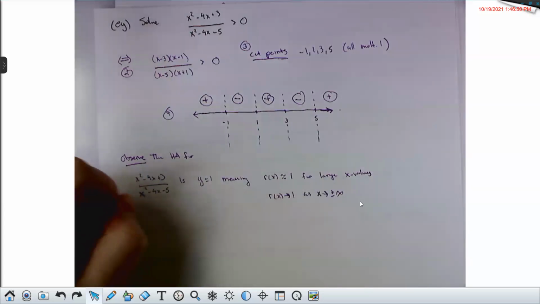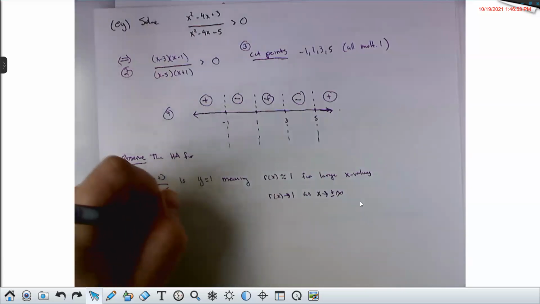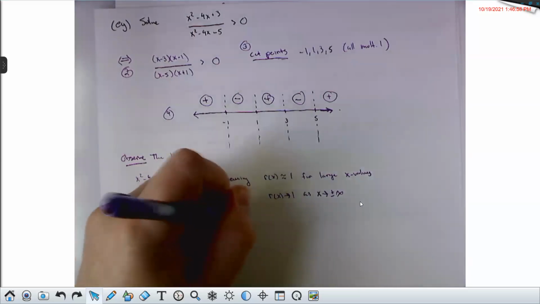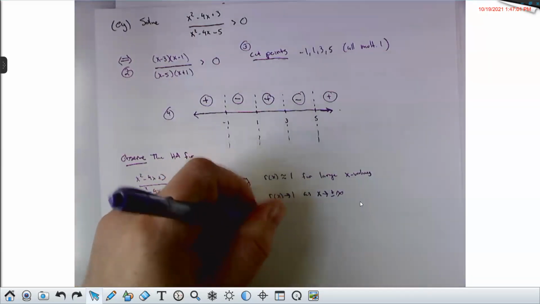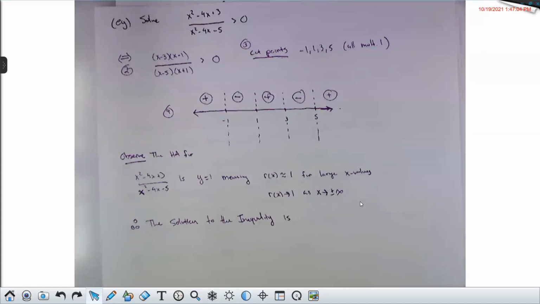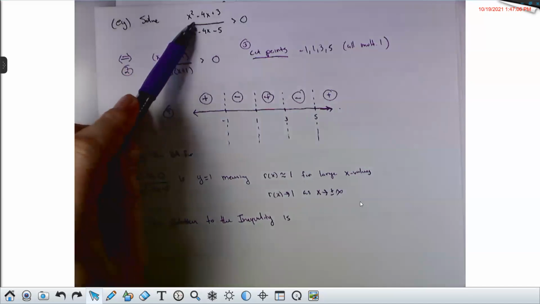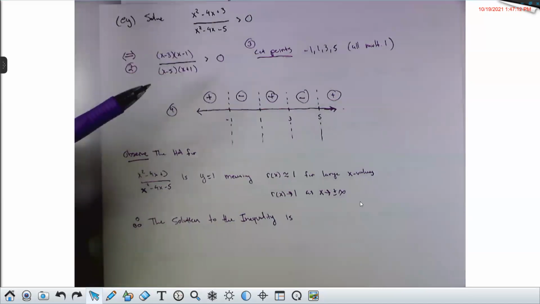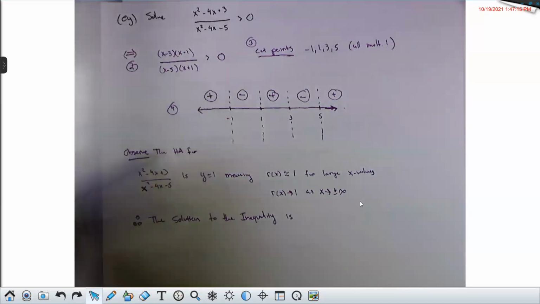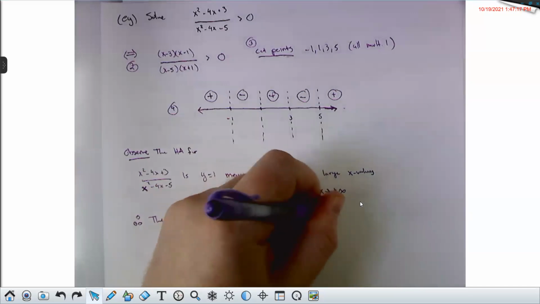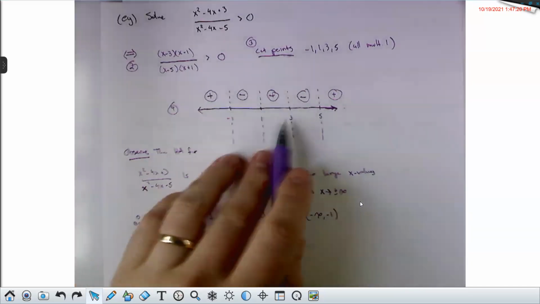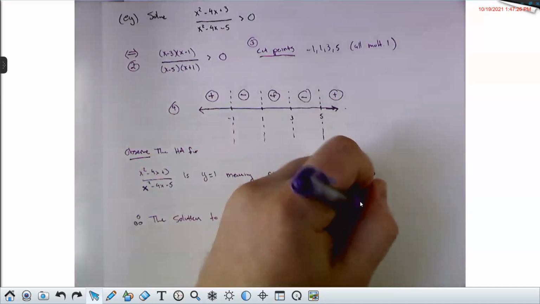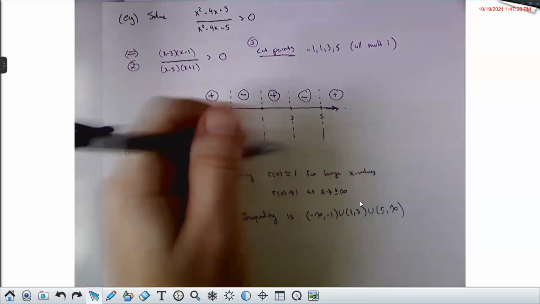So the solution to the inequality is all the x values where this function is bigger than 0. Positive, right? Bigger than 0 and positive mean the same thing. So that's from -infinity to -1, unioned with +1 to +3, unioned with 5 to infinity. And that's your answer.